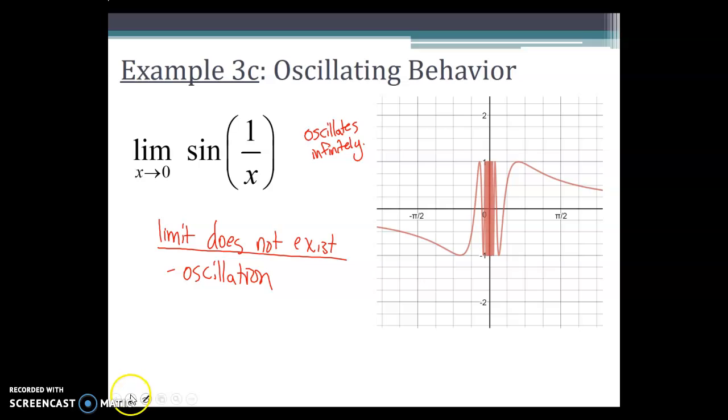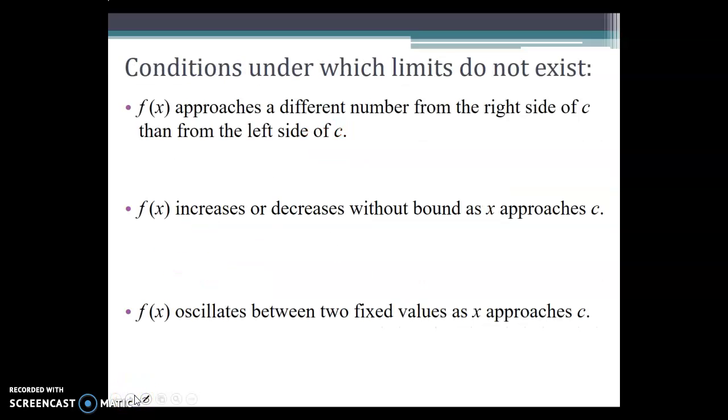So what you can do is jot down this little guide. There are 3 conditions under which limits fail to exist. You have a jump discontinuity, when you're approaching different values from each side. One value from the left, one value from the right. You have an essential discontinuity when you have a vertical asymptote. And you have oscillating between 2 fixed values as x approaches c.